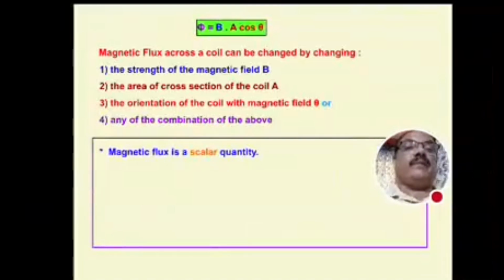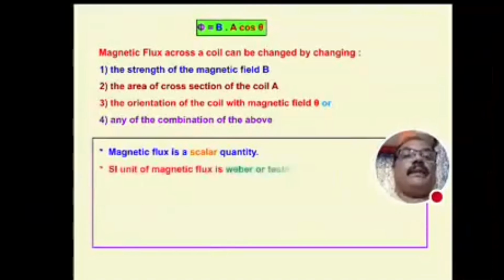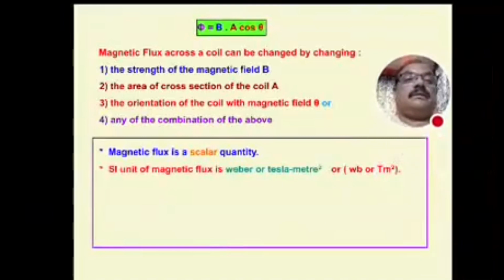Properties of magnetic flux. It is a scalar quantity, no direction, only magnitude. It is a pure number. Next, its units are Tesla meter square or Weber. 1 Weber is equal to 1 Tesla meter square. In short, you can write Wb and Tesla meter square.